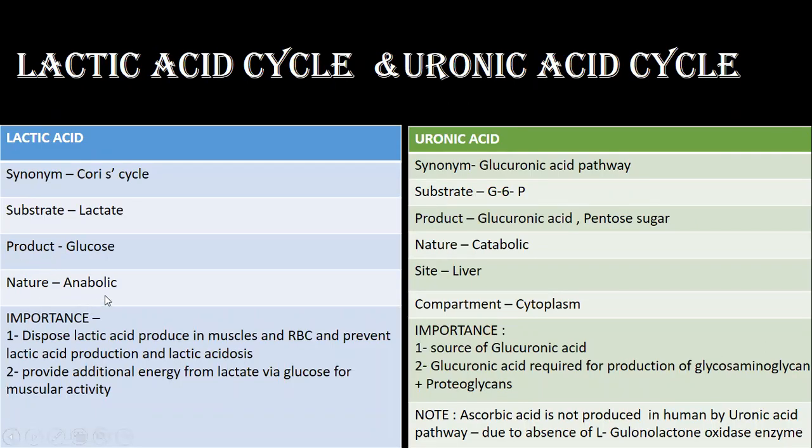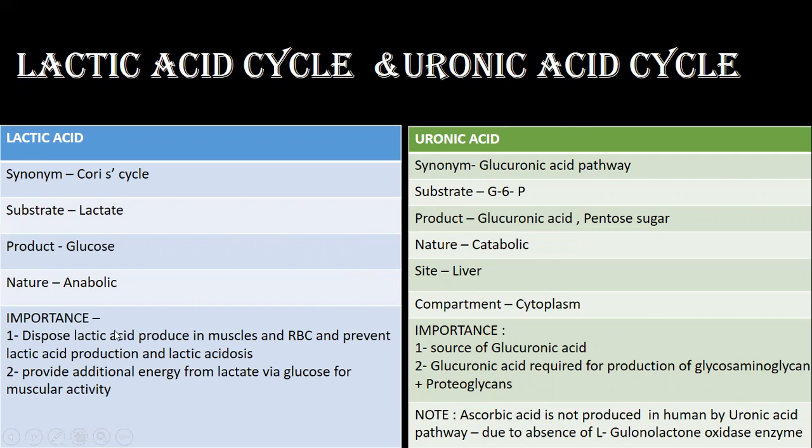Its nature is anabolic. So let's discuss its pathway quickly. That is, lactate is produced in the skeletal muscles during intense exercise, and in RBCs by anaerobic glycolysis. Then it is transported to our liver and kidney through the blood. Then it is reformed into glucose by gluconeogenesis. Then this glucose becomes available in the circulation for oxidation in tissues and skeletal muscle. So this is the pathway which we have already studied.